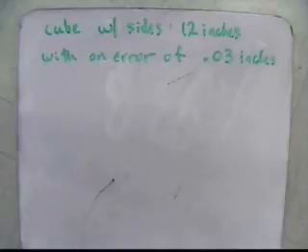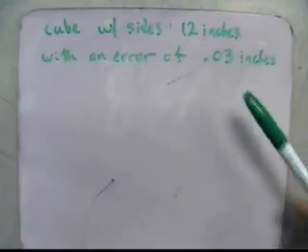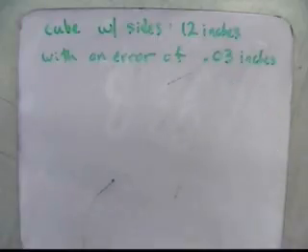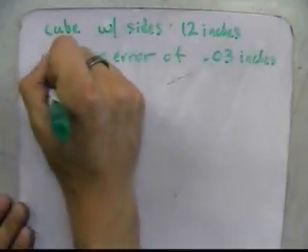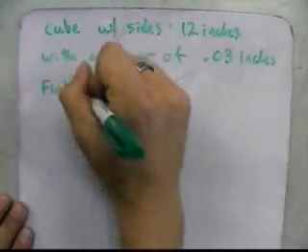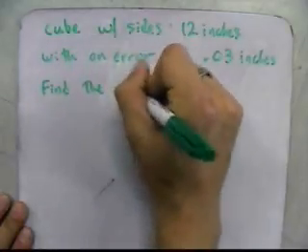So let's say I have a cube of 12 inches, and my margin of error is going to be 0.03 inches. What I want to do is find out how much that's actually going to affect the volume, and then relatively, for the big picture, what's that going to do for me? So first thing you want to do, we're going to write this down, and they have fancy words: find the propagated error.